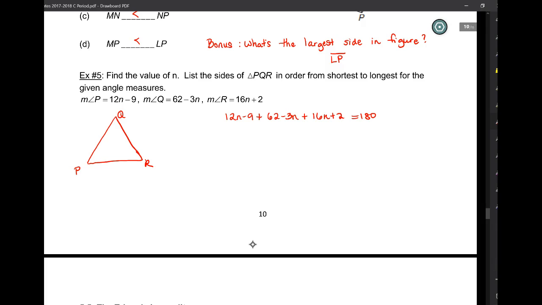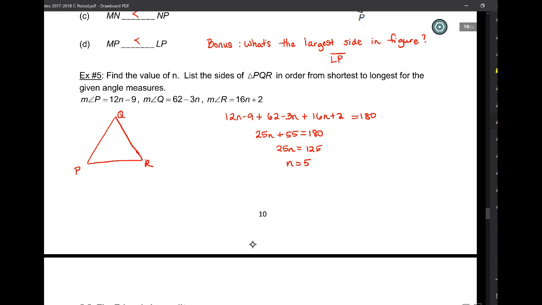We'll have to see. What do we get when we combine everything here? 25n, and then plus 55. So 25n equals 125. And then n equals 5.